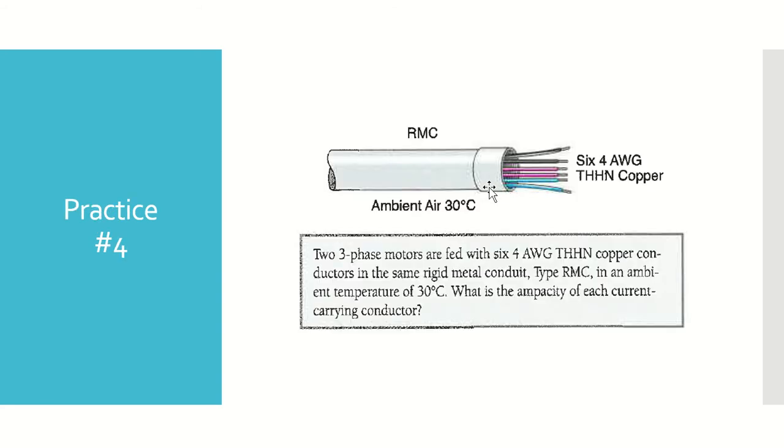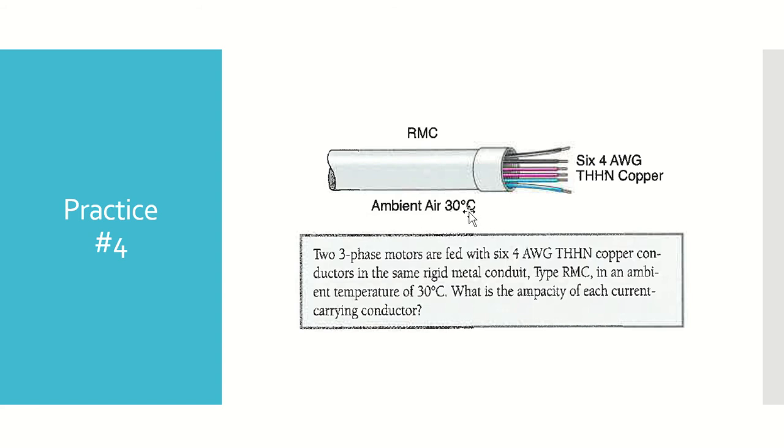All right, practice problem 4. Now, this is an example of where I've got more than 3 current carrying conductors in a pipe. This is rigid conduit. So it says 2 three-phase motors are fed with 6 number 4 American wire gauge THHN copper conductors in the same rigid metal conduit, type RMC, in an ambient temperature of 30°C. What is the ampacity of each current carrying conductor?